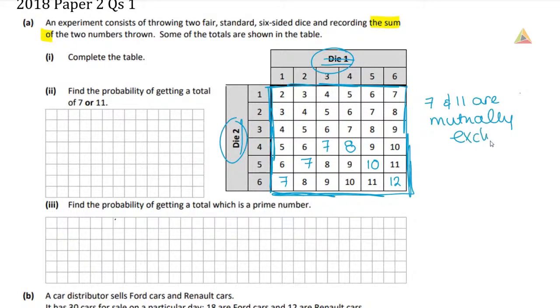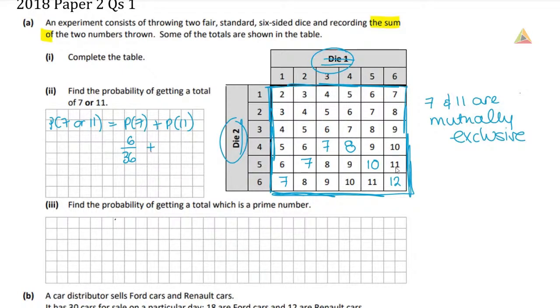So they are mutually exclusive. That means they cannot occur at the same time. So the probability of 7 or 11 is equal to the probability of 7 plus the probability of 11. There's no overlap between them. So the probability of getting a 7, there's 1, 2, 3, 4, 5, 6 sevens out of, when I count up all the possible outcomes in this sample space, there are 36 possible outcomes.